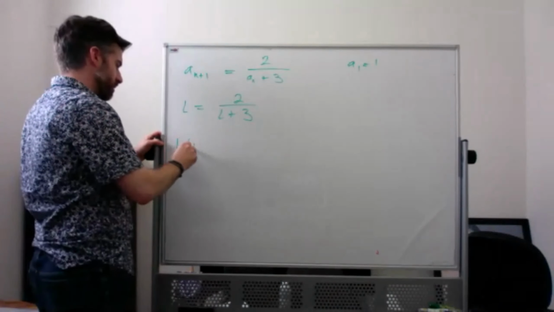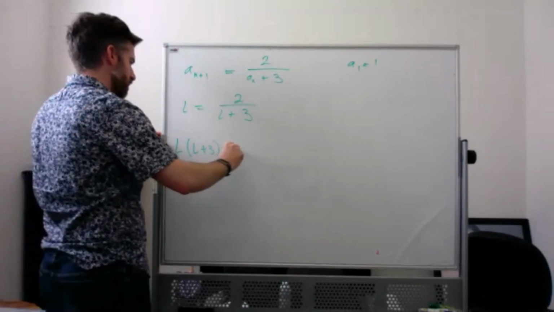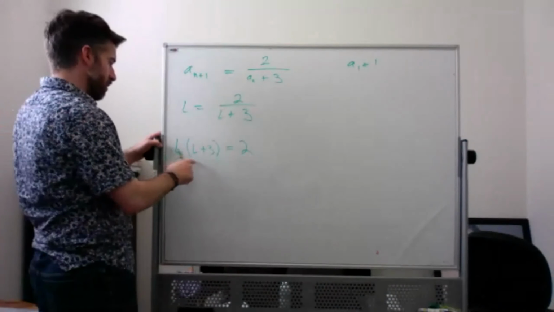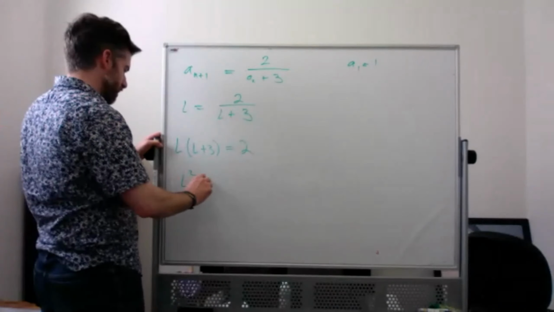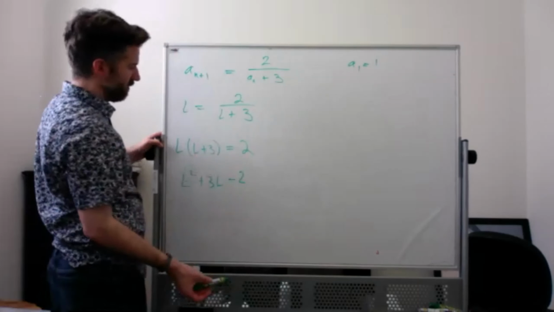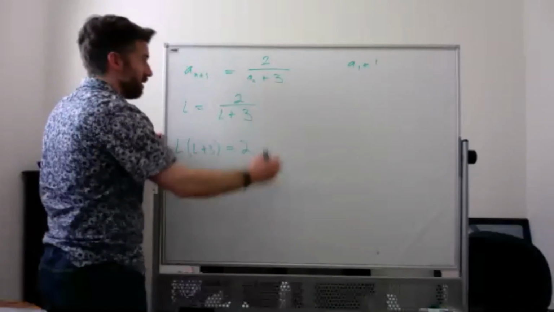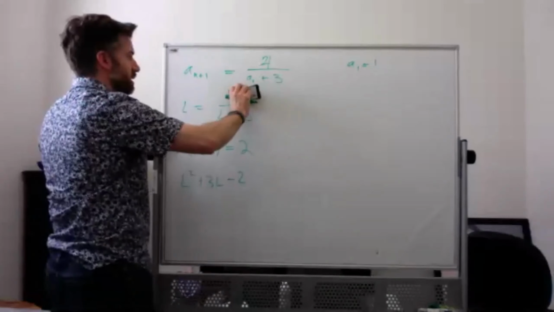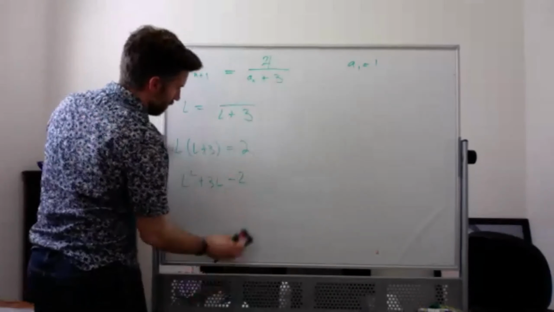So I get L times L plus 3 equal to 2, right? Multiplying both sides by L plus 3. And then multiplying this out, I get L squared plus 3L. I'm going to subtract 2. I'm sorry, I meant this to be different. I knew I wanted it to be 4. Sorry, I want this to be 4, not 2. I knew I was doing the math wrong in my head.